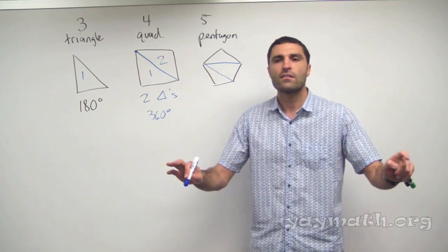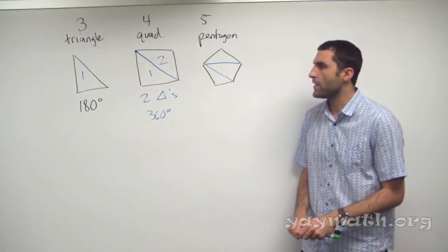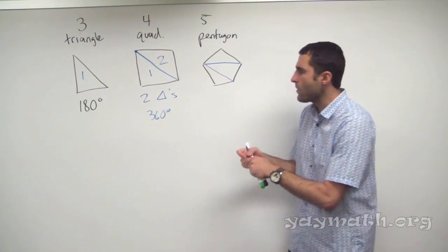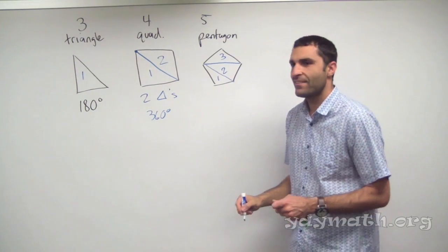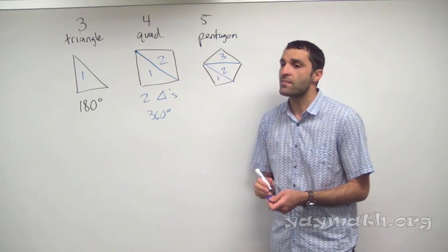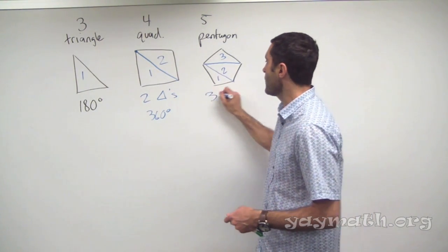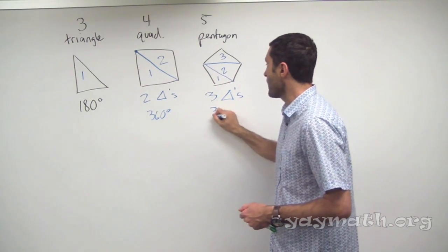How many? 3. Do you see that using one vertex? I used a different vertex, but I still got 3. Exactly. It's going to be the same every time. So that's 3 triangles.